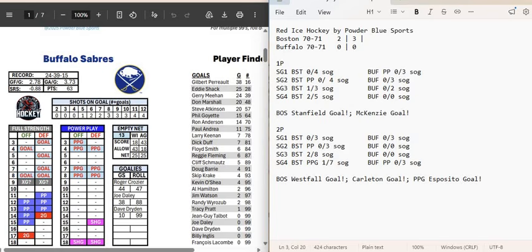Buffalo, again, not very good, getting their butts hit. It's 5-0 in the first 2 periods. Third and final period of this ice hockey game.